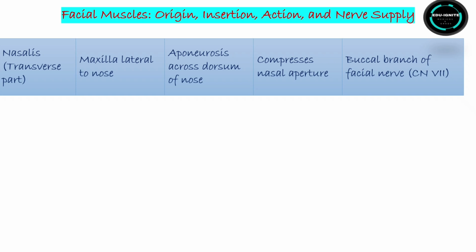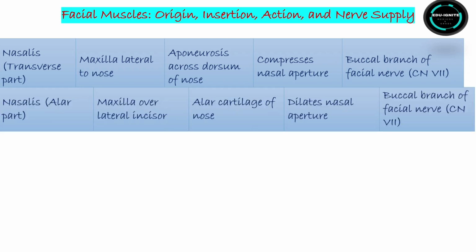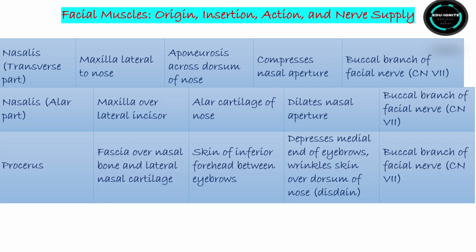Now nasalis muscle, transverse part, originating from maxilla lateral to nose and inserted into aponeurosis across dorsum of nose. Nasalis muscle compresses nasal aperture and is supplied by buccal branch of facial nerve. Nasalis alar part originates from maxilla over lateral incisor and inserts into alar cartilage of nose. Nasalis alar part dilates nasal aperture and is supplied by buccal branch of facial nerve.